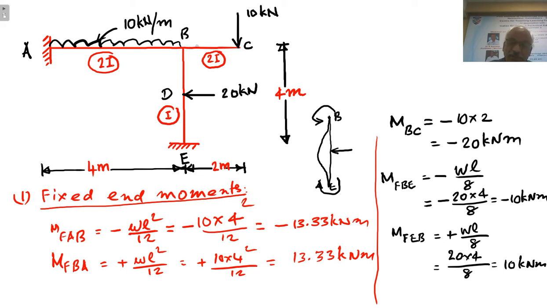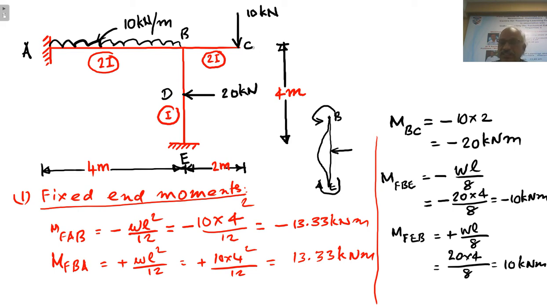Now the member BC is an overhanging part, it's a cantilever part. So joint C has got no support. Therefore the rotational stiffness for this is 0, and the relative stiffness is 0 for the member BC.